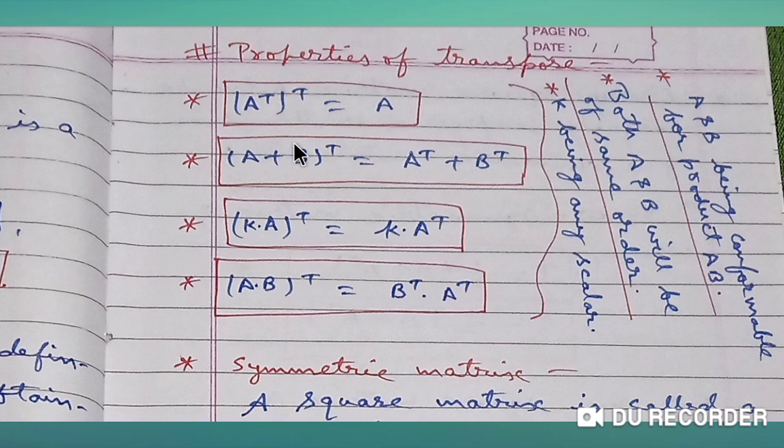Now the transpose of the sum of these two matrices, A plus B, will be equal to A transpose plus B transpose. Then k into A, where k is a scalar quantity, its transpose will be k into A transpose. So these are some properties. You have to remember these properties and apply them for solving the questions.